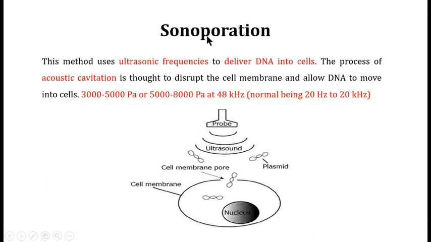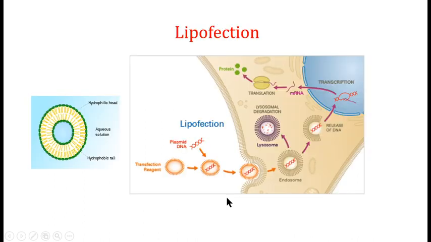In sonoporation, normally a frequency of 48 kilohertz is used to make pores in the cell. Compare that with the normal sound frequencies that human beings hear, which are from 20 hertz to 20 kilohertz. If you use 48 kilohertz, that makes pores in the cell, and through these pores you can insert your recombinant DNA inside the cell.